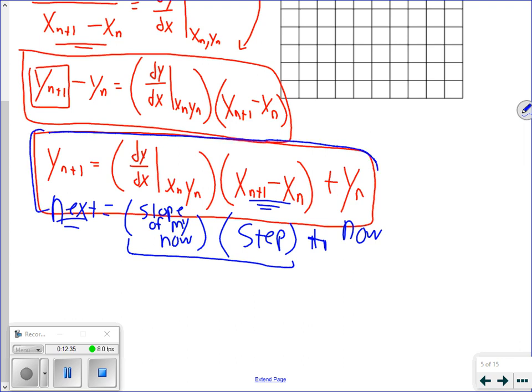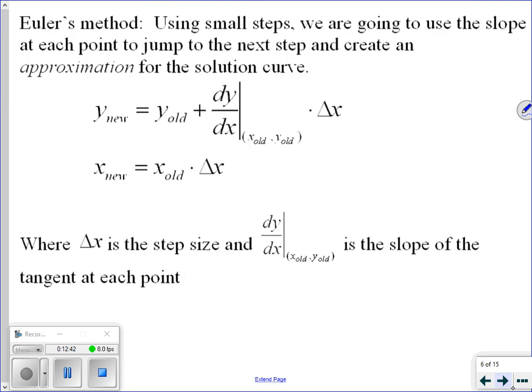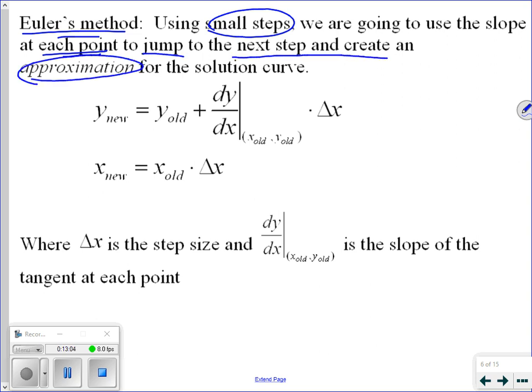And it's very procedural. It's not a terrible formula to use. You can even see this formula pretty much just summarizes everything that I just said. Here is the finalized definition. Euler's method: using small steps, we use the slope at each point to jump to the next step and create an approximation for the solution curve. You can see how they write it right here is similar to how I wrote it before.